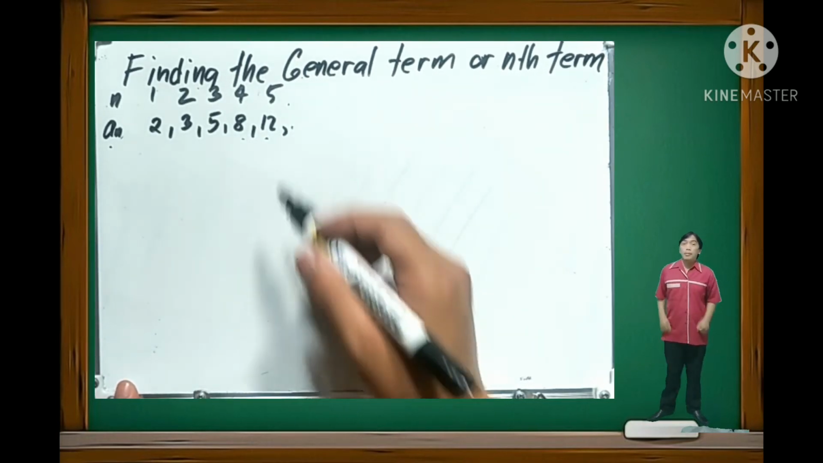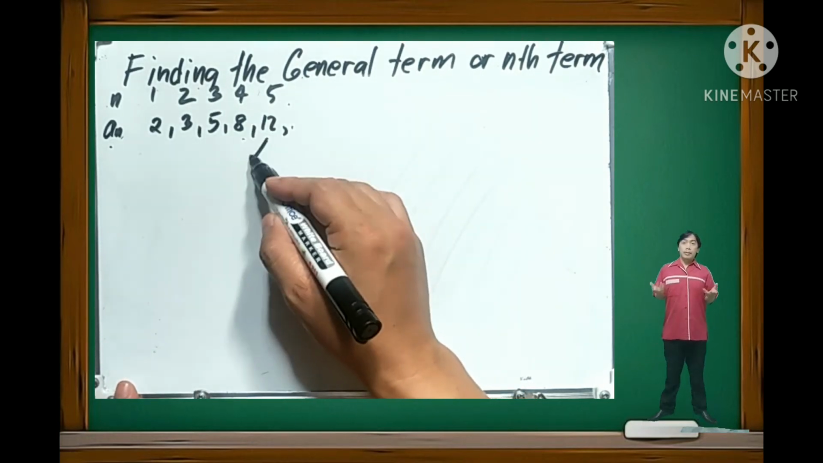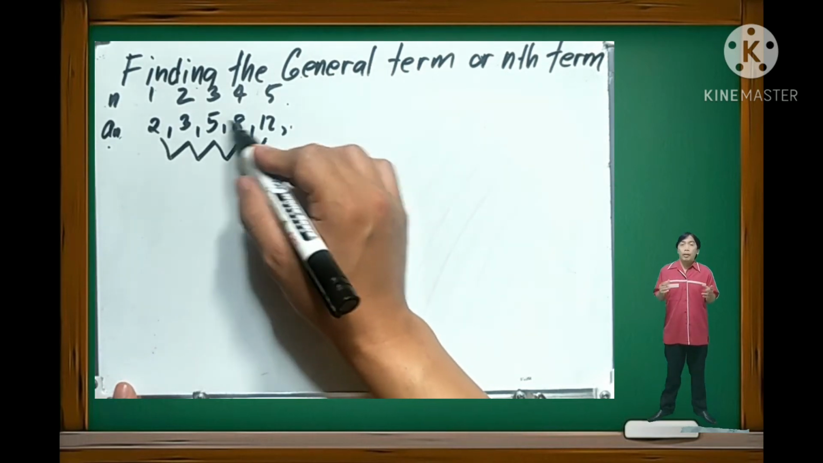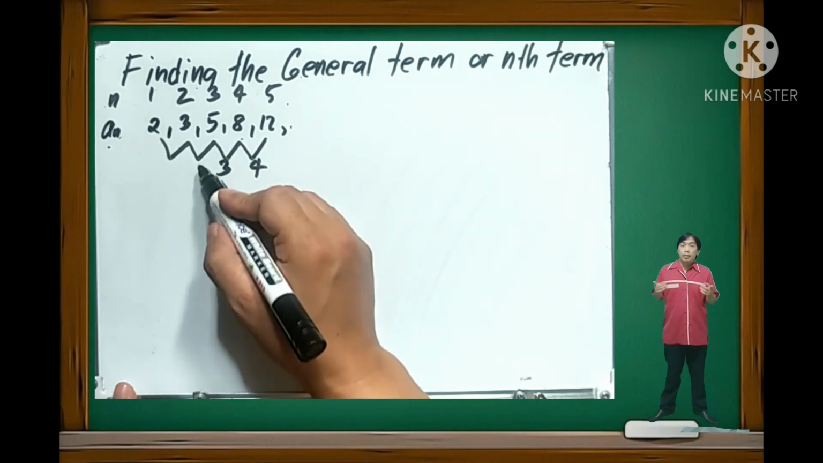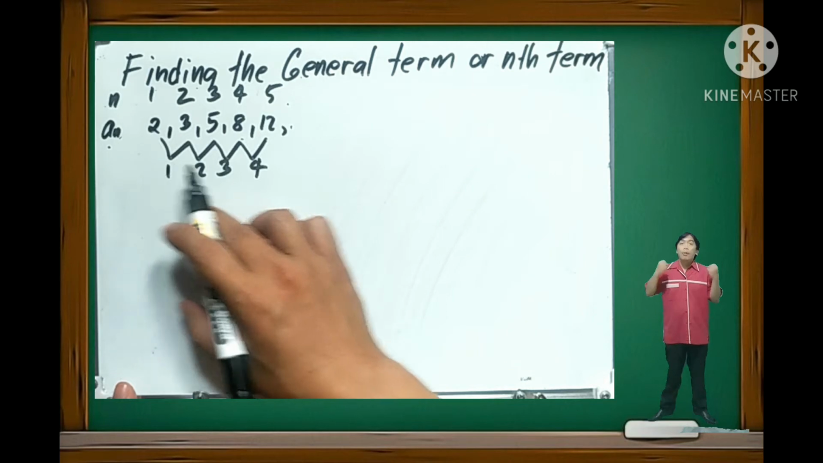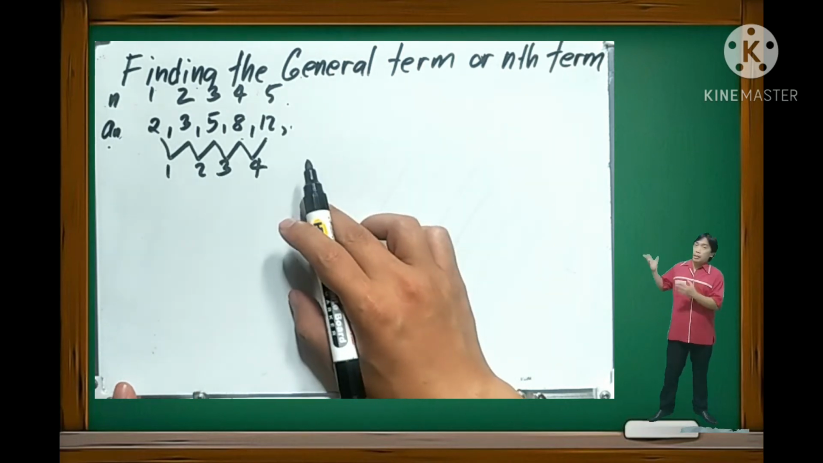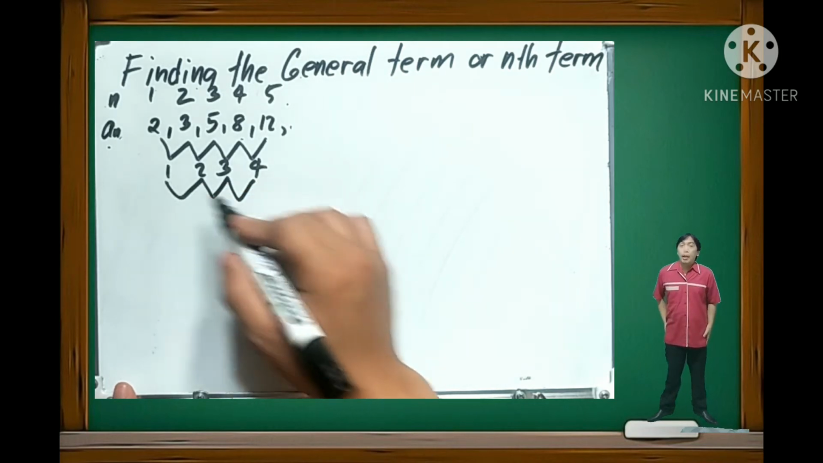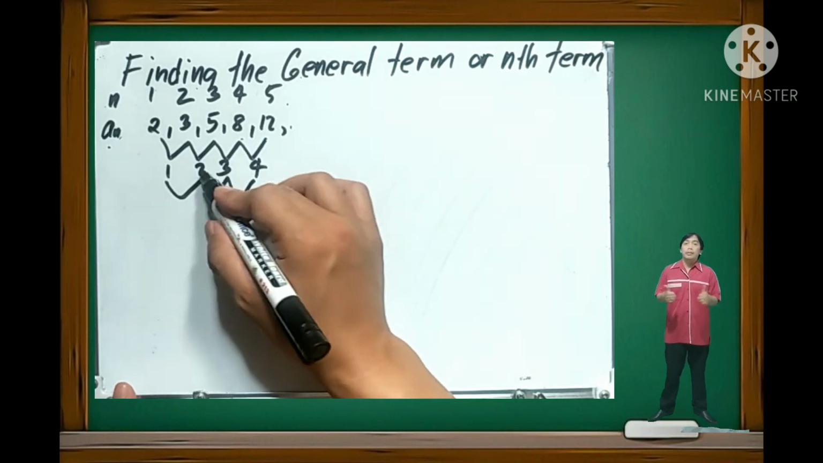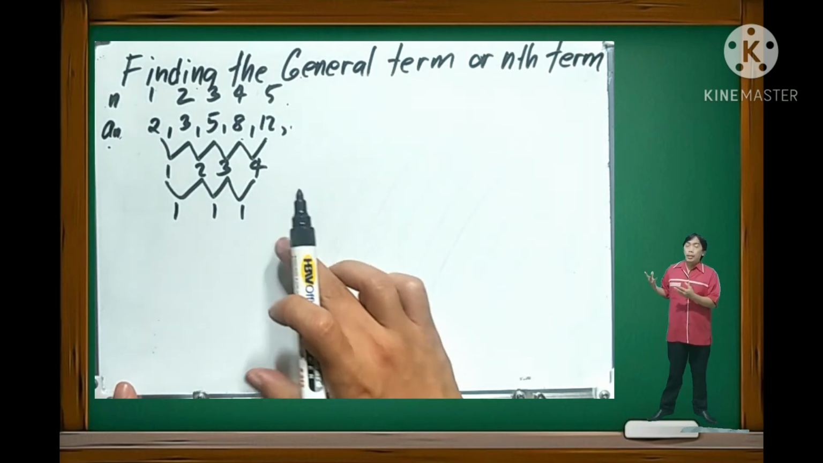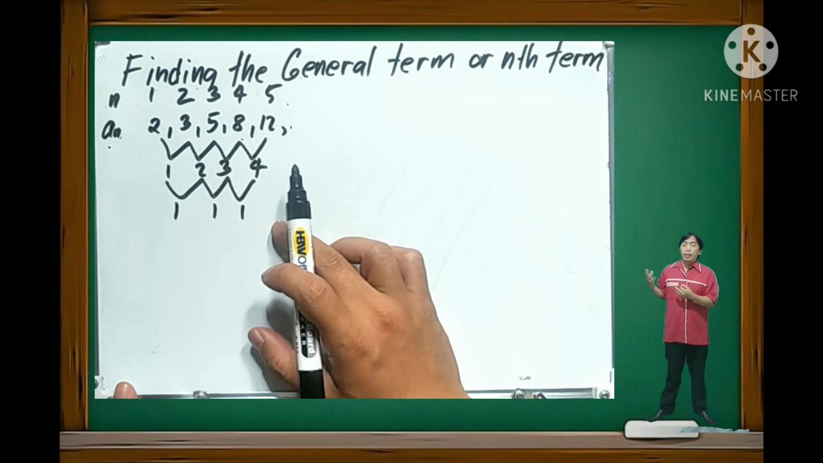Now let's try to get the difference of the succeeding numbers. The difference between 12 and 8 is 4, 8 and 5 is 3, 5 and 3 is 2, 3 and 2 is 1. We notice that the differences are not the same, so it's not a linear function. Let's continue getting the difference. The difference of 4 and 3 is 1, 3 and 2 is 1, 2 and 1 is 1. Now, since the second differences are the same, it can be considered a quadratic function.